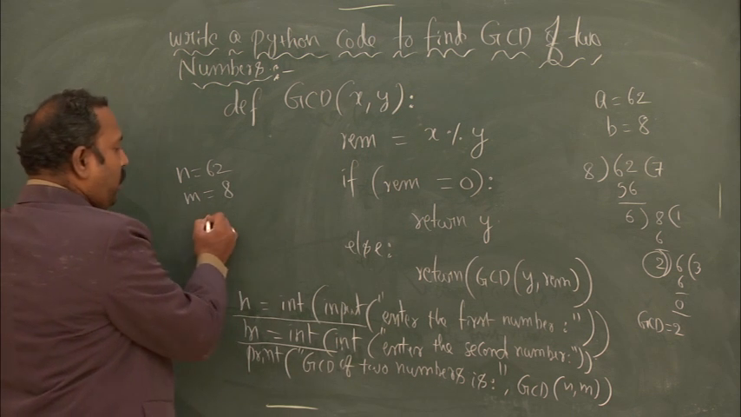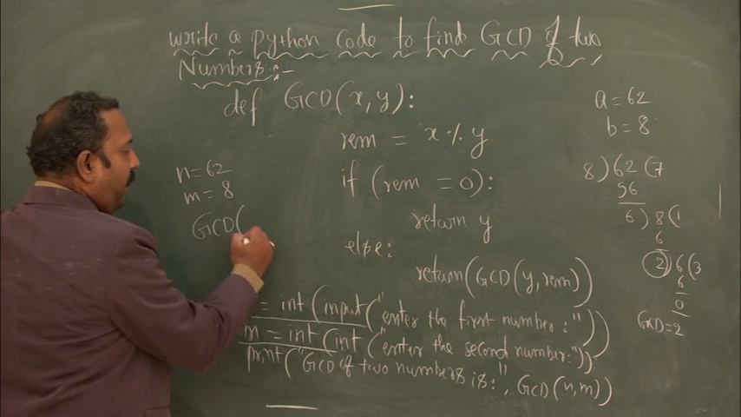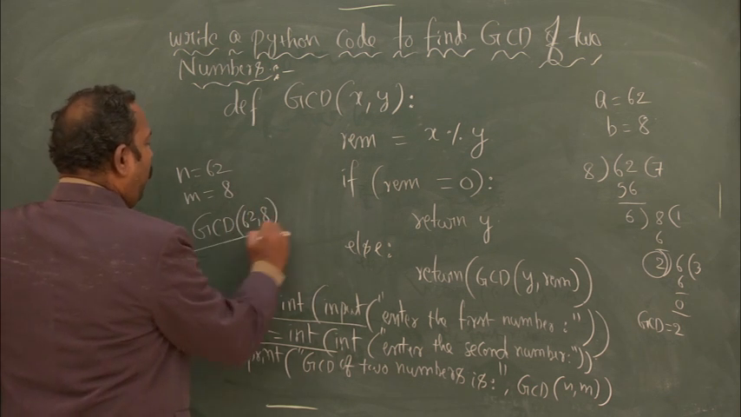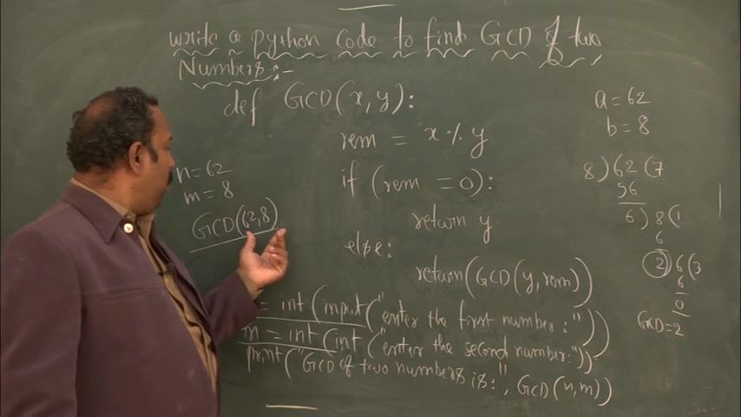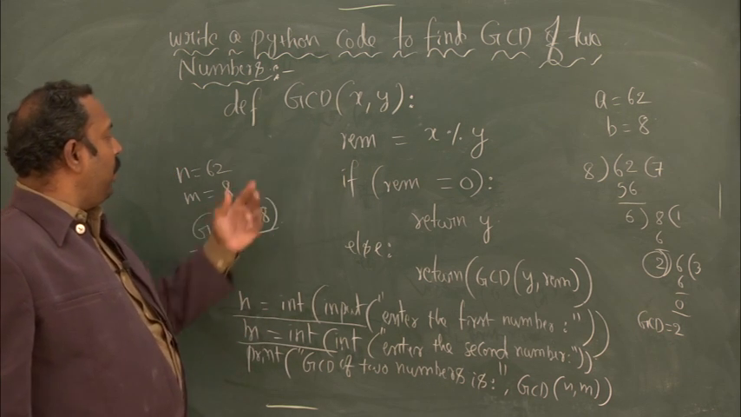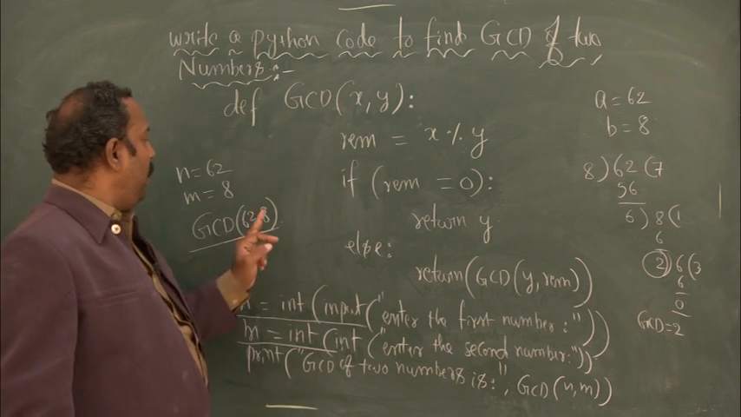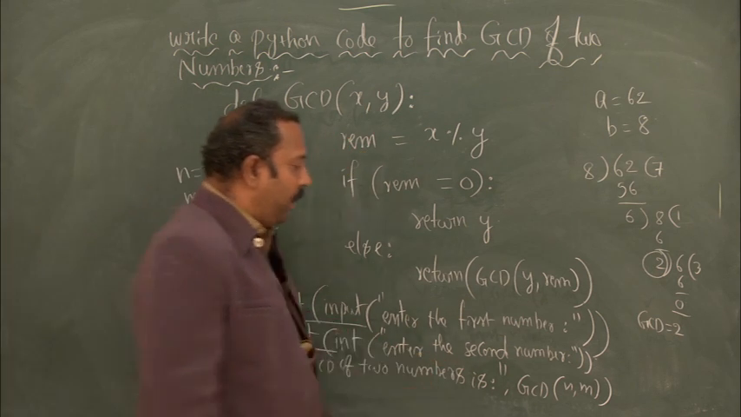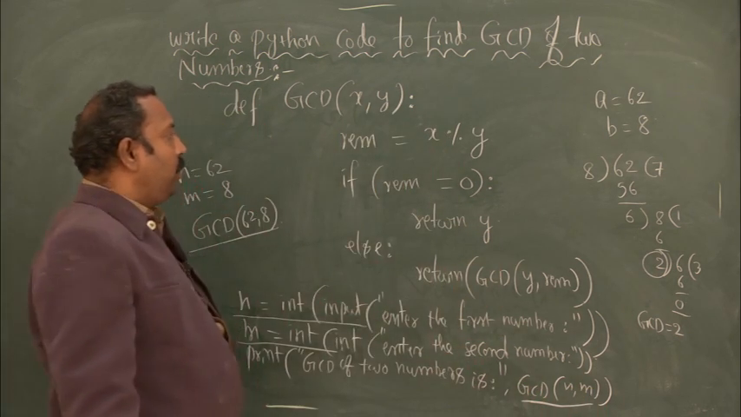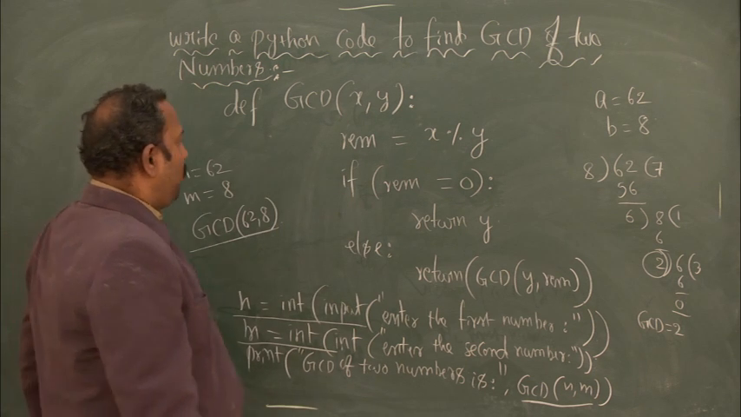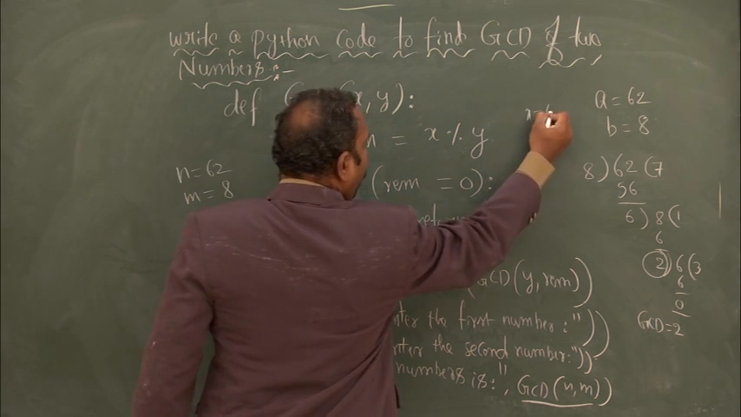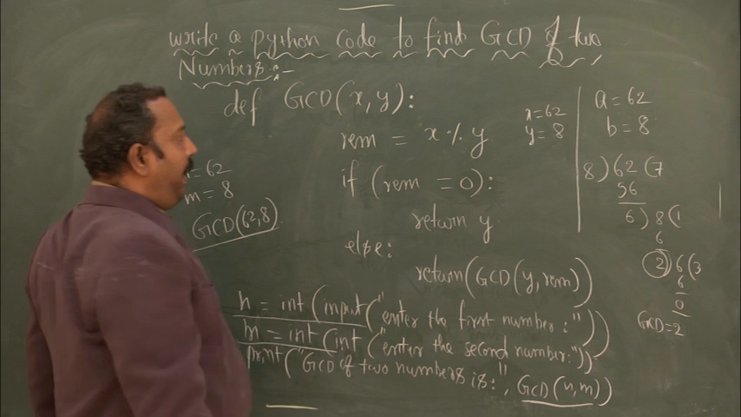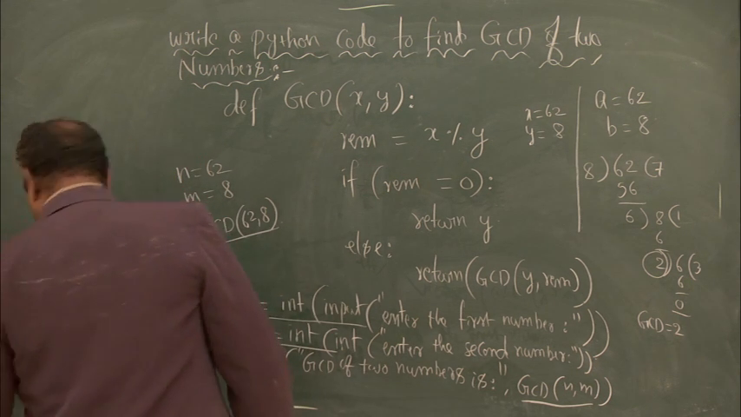There is a function called GCD of n comma m. What is n here? 62. What is m here? 8. So this is the function call. The interpreter checks the GCD function, and 62 will be assigned to x and 8 will be assigned to y. Whatever the function returns will be printed here. So x gets value 62 and y gets value 8.